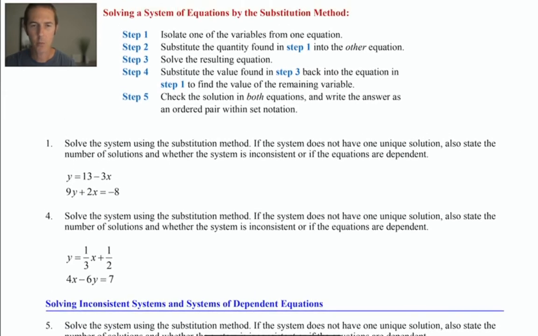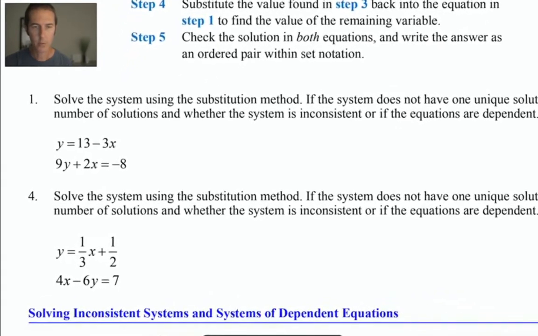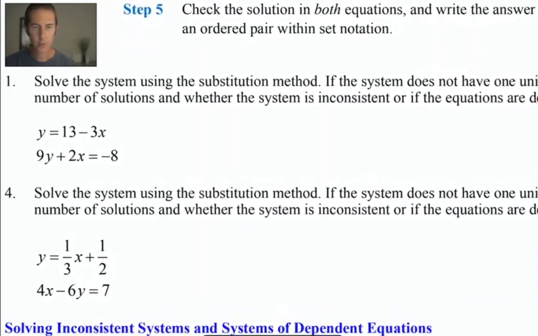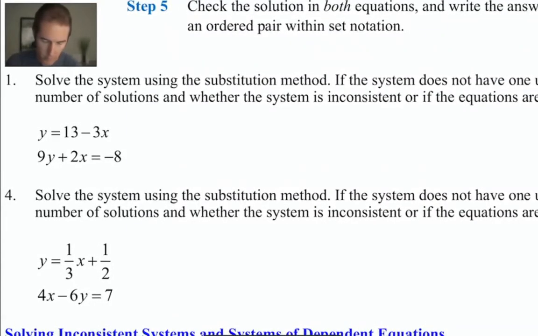and you are more than welcome to read that list of steps there at the top of the screen. I'm going to jump right into problem number 1 and solve using substitution. One thing that I like to do when I'm working with systems of equations is to number my equations. So I'm going to call this number 1 and number 2. Sometimes you'll see them labeled as A and B. And when we get to systems of 3 equations, I'll call them 1, 2, and 3. Others will call them A, B, and C.